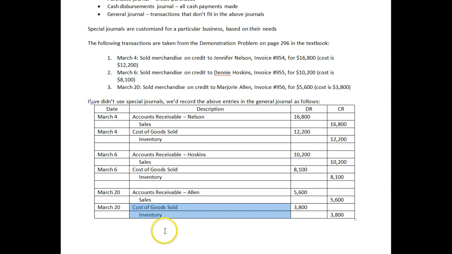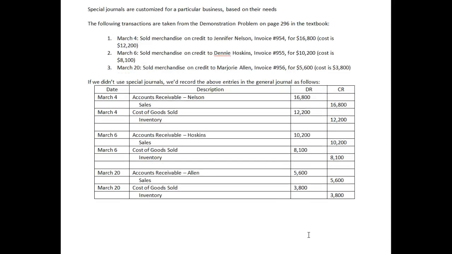Now, just to reflect a little bit, got a heck of a lot of entries going on here, don't you? And a lot of posting that you would have to do to the general ledger. Because basically you'd be posting one for accounts receivable, for example. You've got 1, 2, 3 entries, 3 separate line items you would have to post to accounts receivable just for these sales. Okay, so let's take a look at how these transactions would be entered in a special journal.